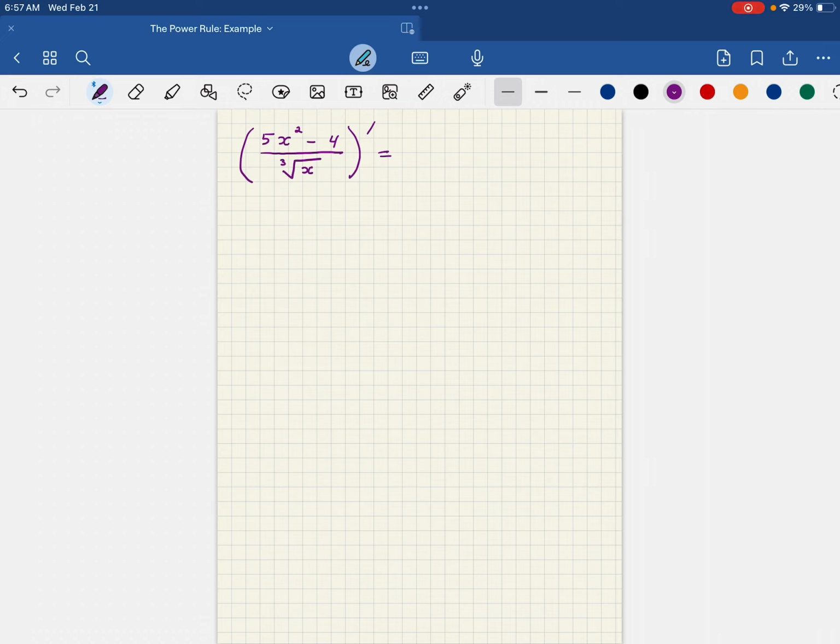If you see that this function can be rewritten as a combination of powers of x, then we will not have to use the quotient rule. We'll just be able to compute the derivative using the power rule, the sum rule, and the constant rule. So let's begin by rewriting the cube root of x as x to the power 1/3.